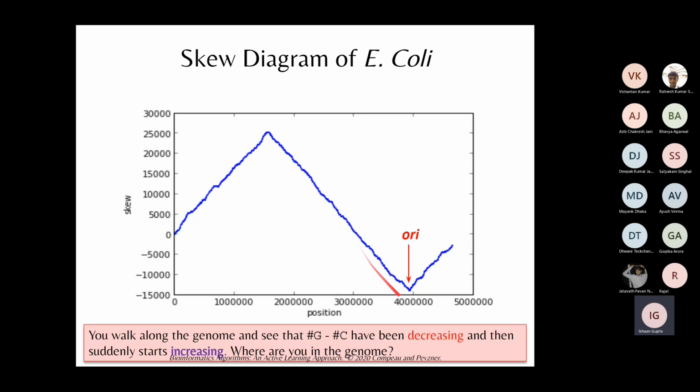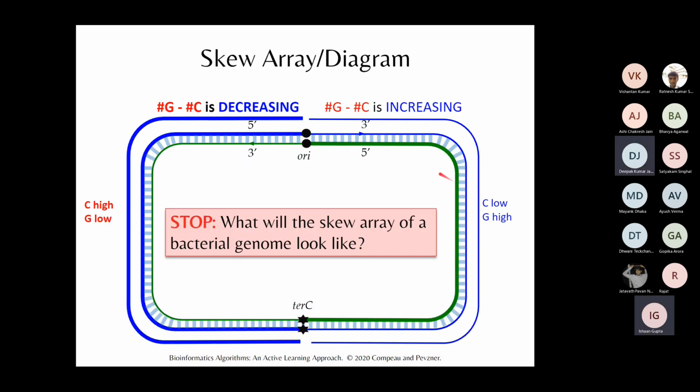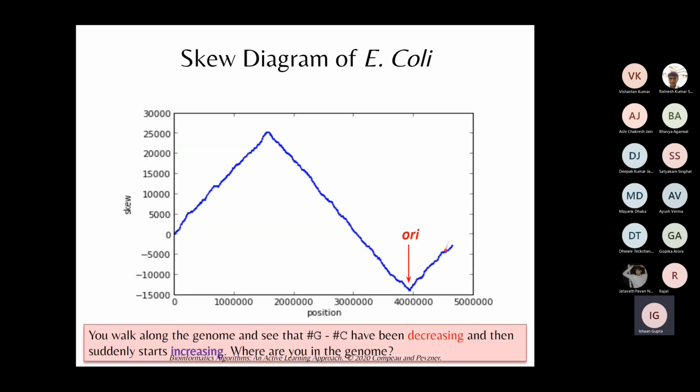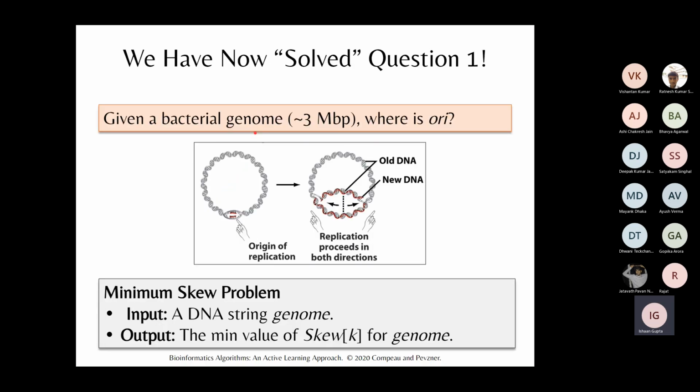It was decreasing and then it immediately increases. This is where the ori is. And correspondingly, about halfway across, typically you have your termination. Okay. So now we have solved the first question.